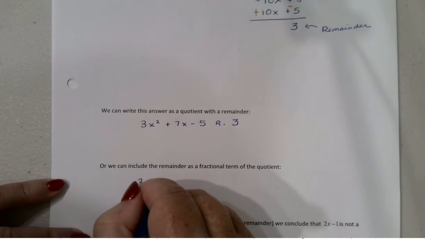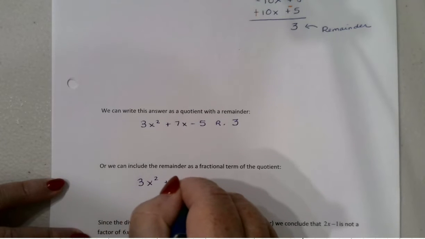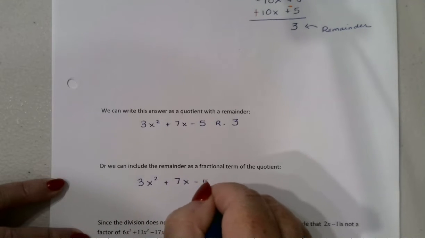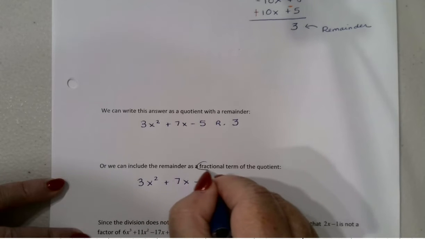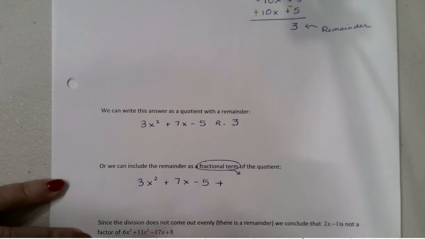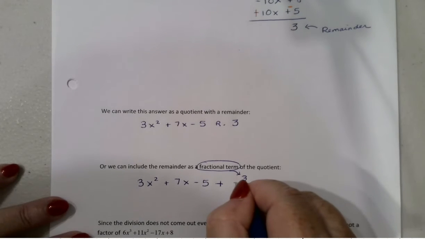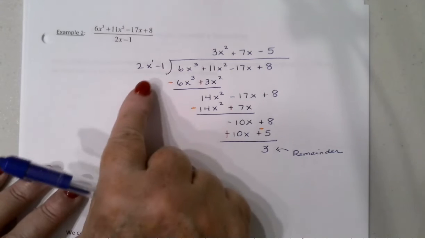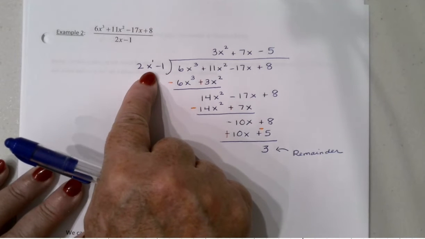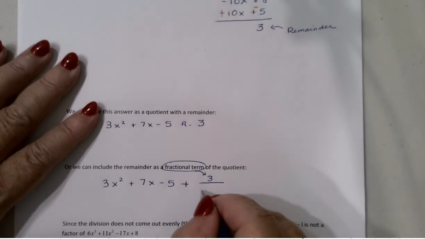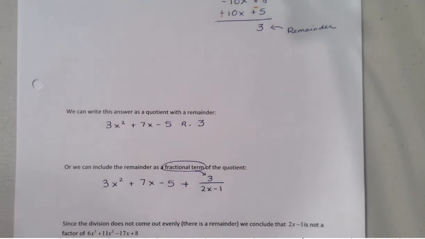So I still have my same quotient, 3x squared plus 7x minus 5, plus, I'm now going to make a fractional term out of the remainder. The remainder was 3, and that 3 has not yet been divided by the 2x minus 1. So basically I'm saying, yeah, I still got 3 that would have to still be divided by whatever the 2x minus 1 is. And that makes my remainder into a fractional term. And altogether, that could be my answer.